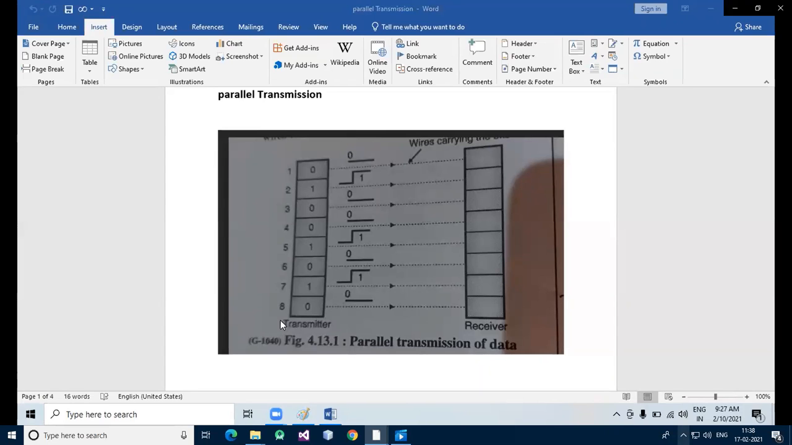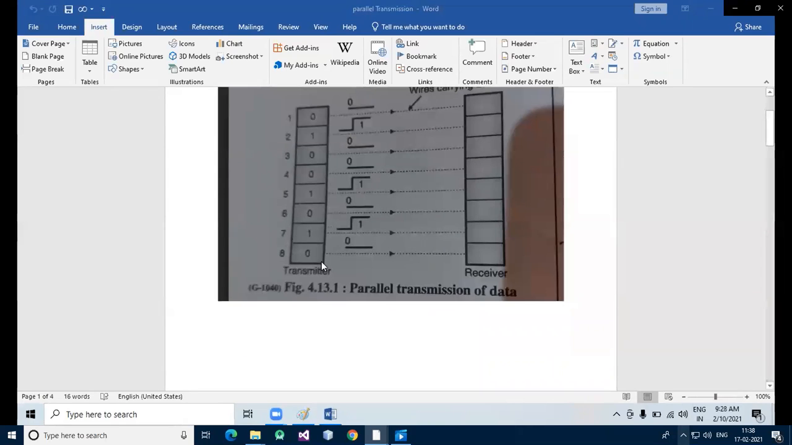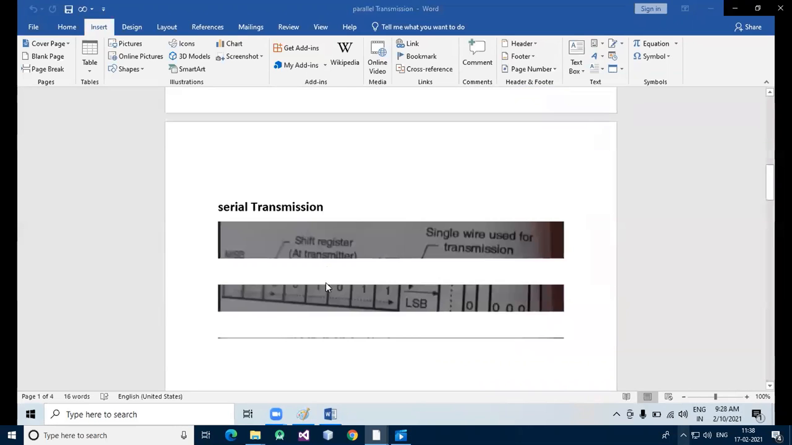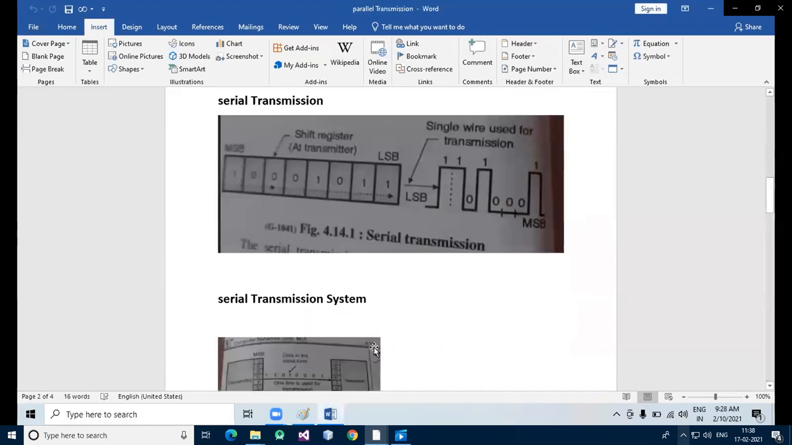The serial transmission uses only one wire for connecting the transmitter to the receiver. Hence, serial transmission is always preferred. So this is in parallel transmission. I gave the example of printer and computer, right? So in disadvantages, the number of wires required increases: if more users want to communicate, then it requires more wires, right?